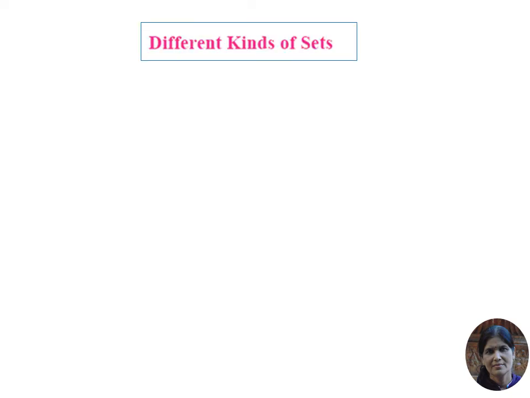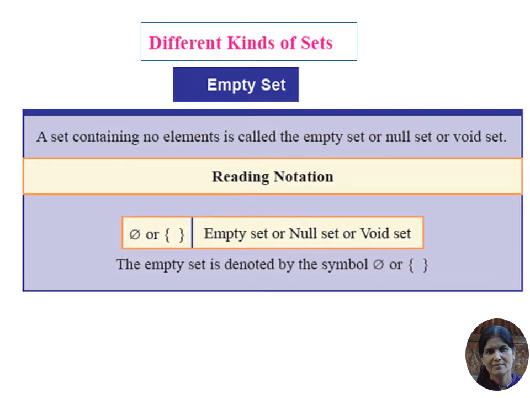In the next session, we'll go for different kinds of sets. First is the most important, the empty set. A set containing no element is called an empty set or null set or void set. Please note the reading notation. It is denoted by phi, the Greek letter, or a curly bracket with nothing in between.